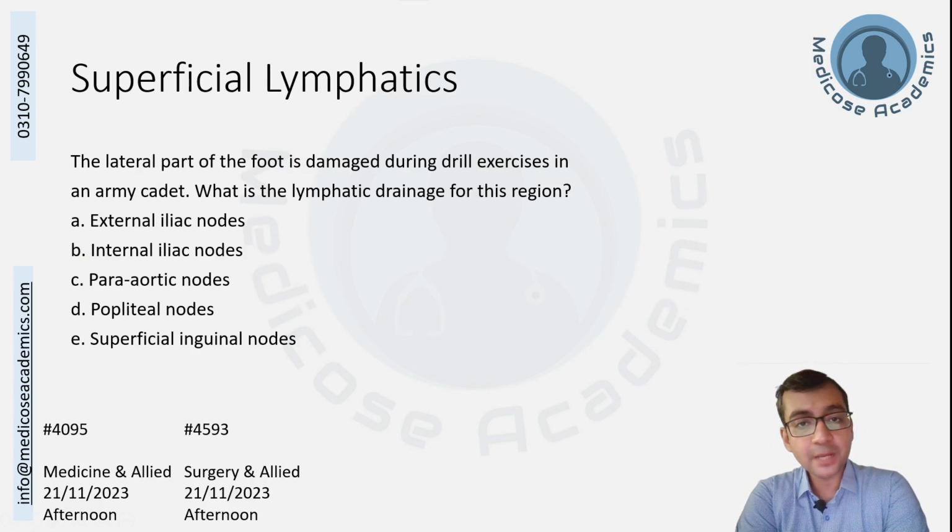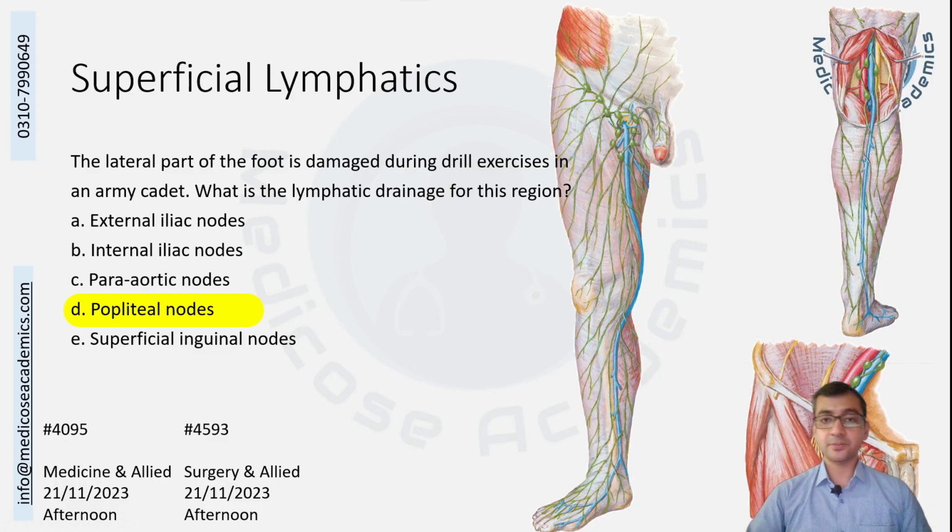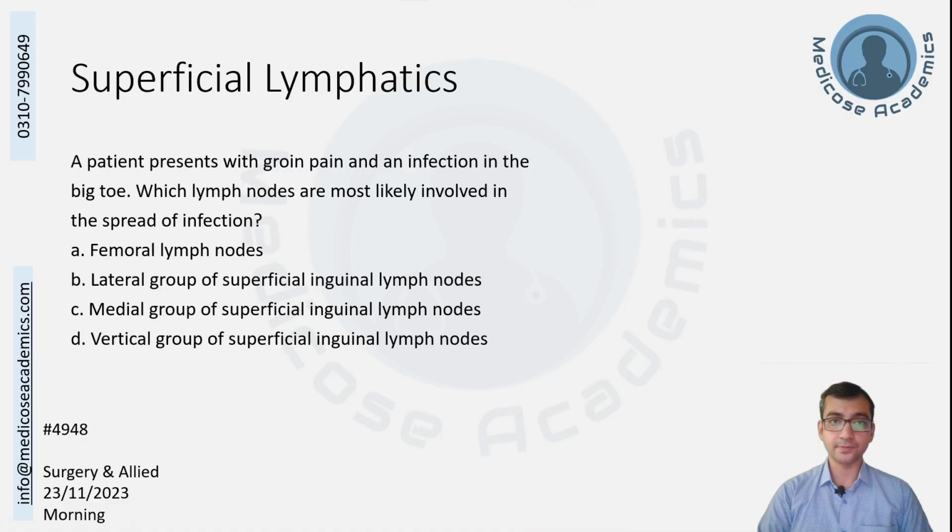The lateral part of the foot is damaged during drill exercises in an army cadet. What is the lymphatic drainage of this region? On the lateral aspect, the vein is the small saphenous, and the lymphatics follow the small saphenous to go to the popliteal nodes. By the way, the small saphenous runs behind the lateral malleolus, and it runs on the posterior aspect of the leg until it reaches the lymph nodes right here, and these are present in the popliteal fossa. These are the popliteal nodes.